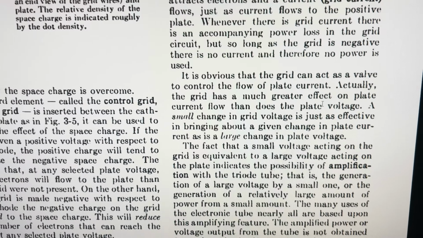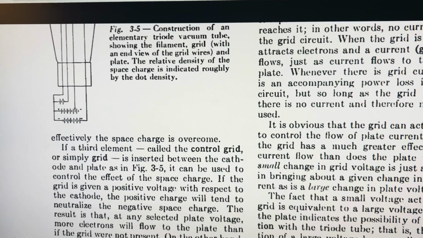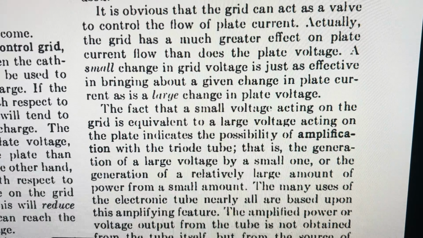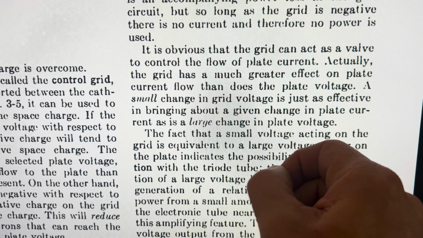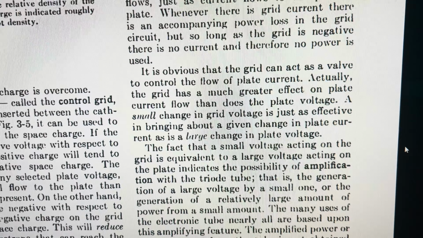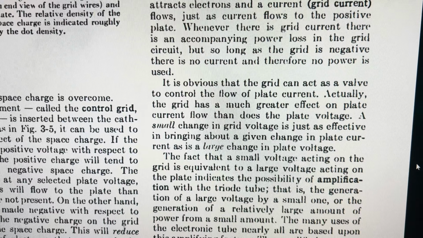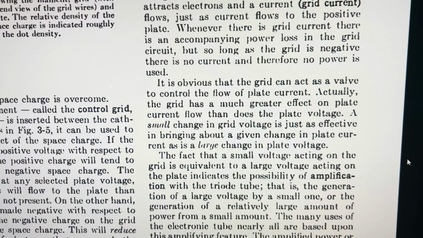Okay, so that's kind of, I guess, the crux of having a grid in a tube, and how they explain amplification. A little voltage change on the grid can induce a higher current on the plate, I guess. So that's the basic idea of amplification in a vacuum tube, or triode.